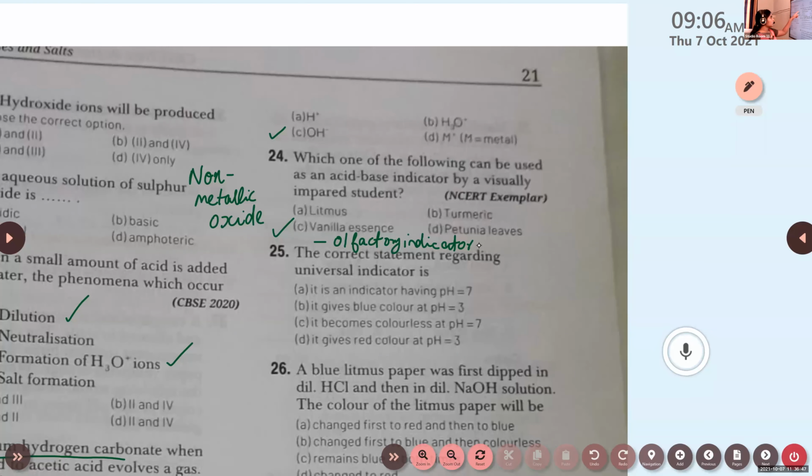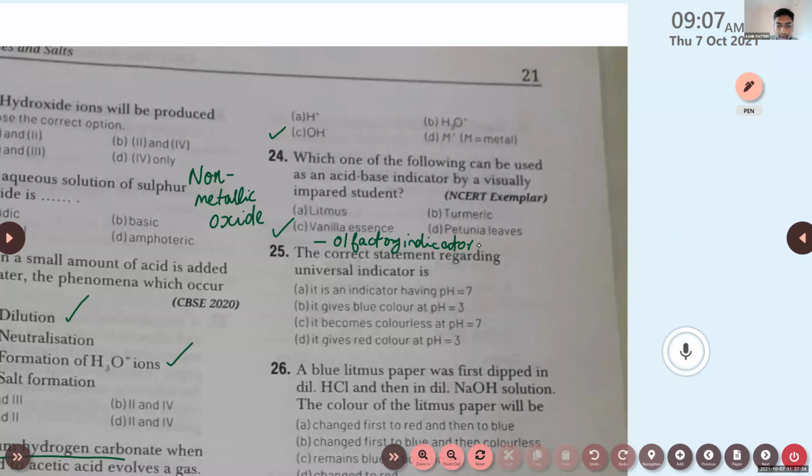Okay. So a visually impaired student can identify acid and base only through olfactory indicators. Which are the other olfactory indicators? Vanilla, then onion, then one more. Clove. Okay. Vanilla, onion, clove. These are the examples of olfactory indicators. Then question number 25.